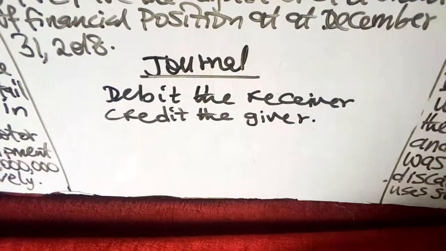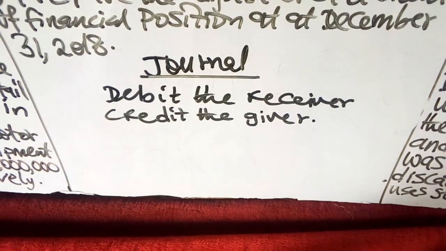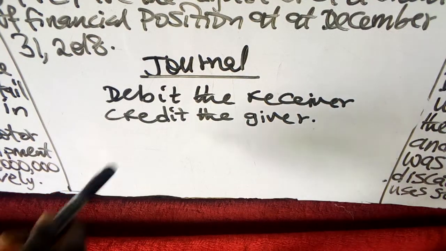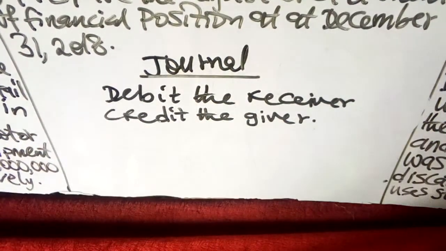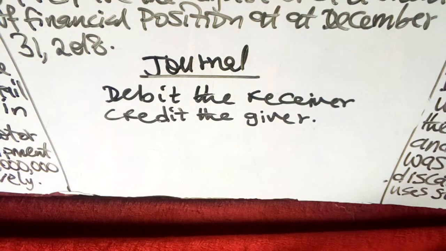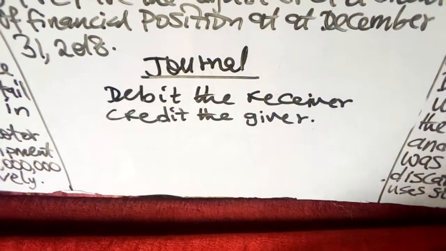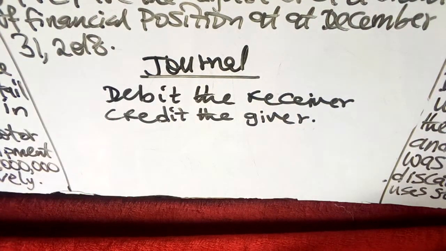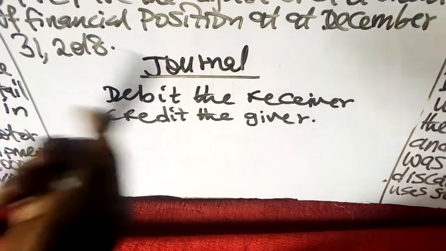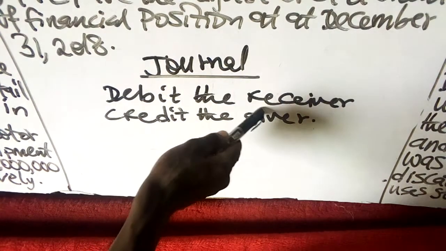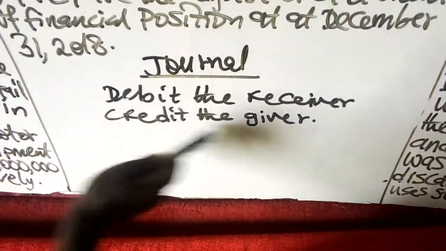The left-hand side of an account is called the debit side, while the right-hand side is known as the credit side. Whenever you are given a business transaction, the first thing to do is to identify the two accounts affected, the two accounts in which your recording will be made. Then you ask yourself, out of these two accounts, which one is receiving and which one is giving out? The one that receives the value, you debit it. And the one that gives out the value, you credit it.